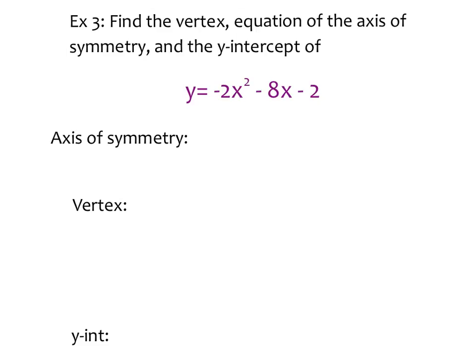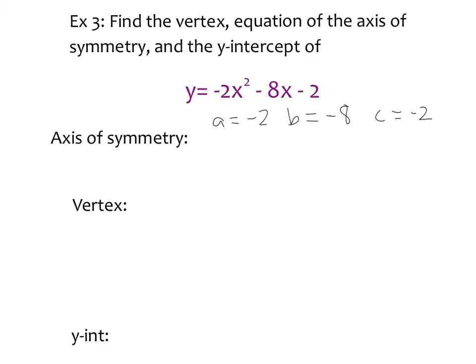All right, last example, example 3. Find the vertex, equation of the axis of symmetry, and the y-intercept of the quadratic function. Now, we have to find these pieces of information mathematically because we're not given a graph. So right now, let's locate what a, b, and c are. a is -2, b is -8, and c is -2.